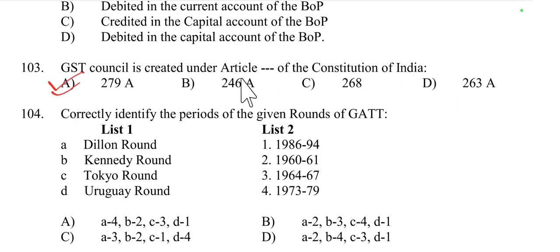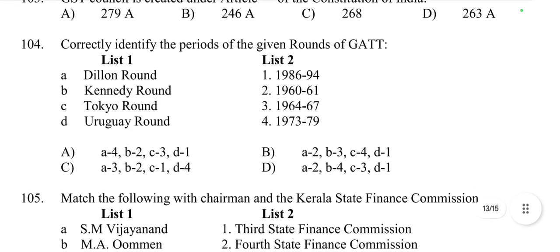GST Council is created under Article 279A of the Constitution of India. So option A is right here. Then question number 104. List 1, list 2.